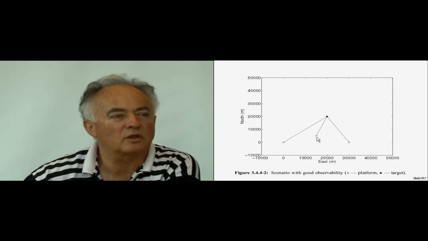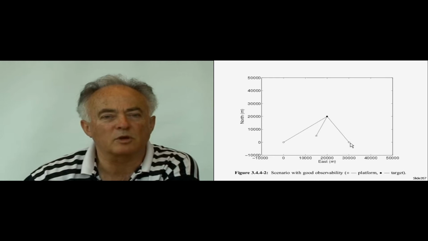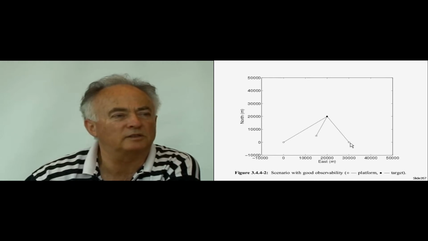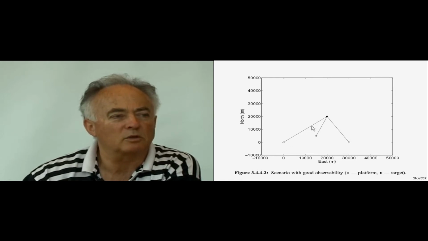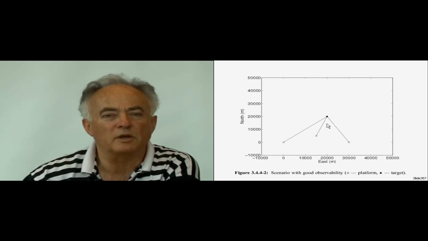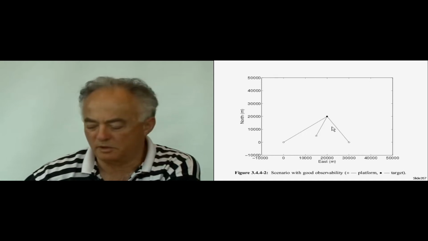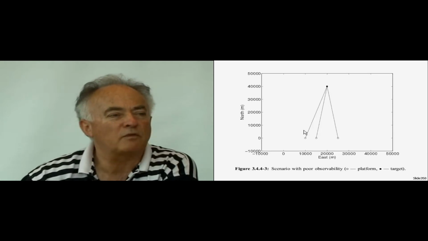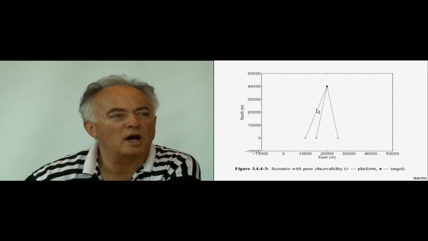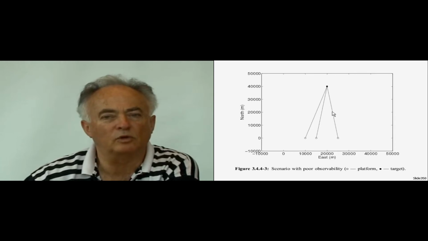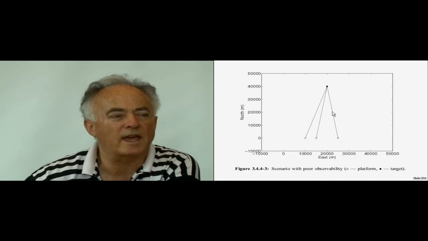If these 3 points from which the angle measurements are made are far apart, as a matter of fact, if 2 of them are close to being orthogonal in terms of the line of sight, then that is called a good geometry. If these points are close by and the lines of sight are at small angles from each other, we have what is called poor observability.